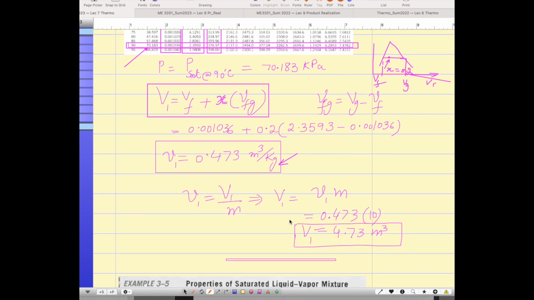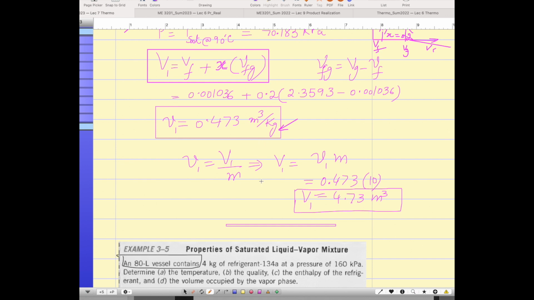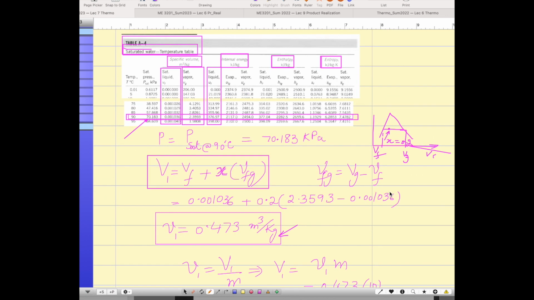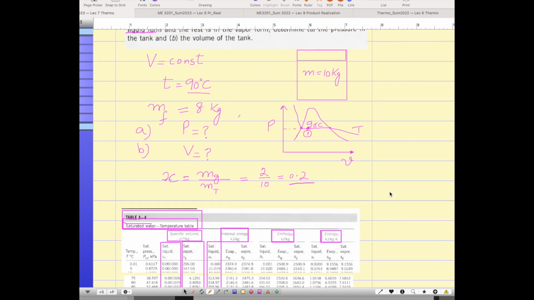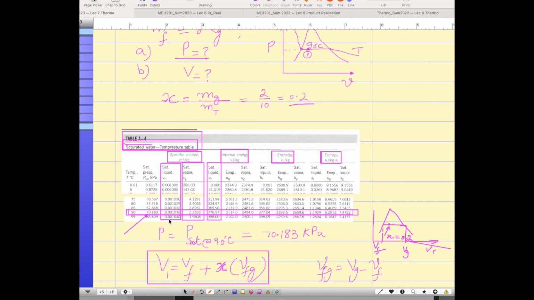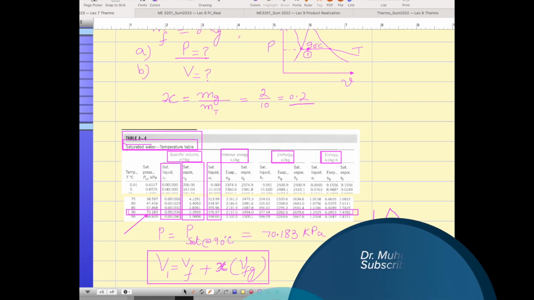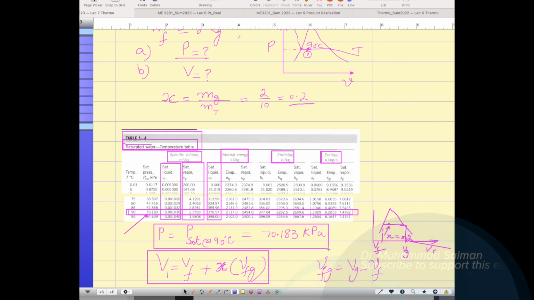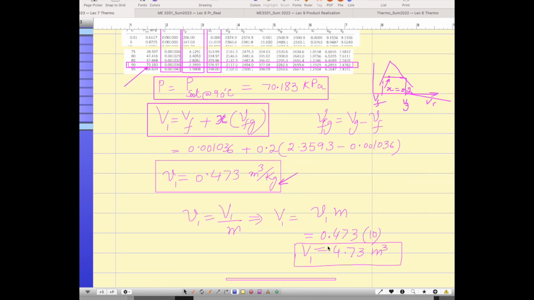Here you get the specific volume. As you know, specific volume is the volume per unit mass, and the volume equals the specific volume times the total mass of 10, which gives 4.73. So this is your answer. The question also asked to find the pressure. We already found the pressure using the table, which is 70. So this is our answer number A, and this is our answer number B.